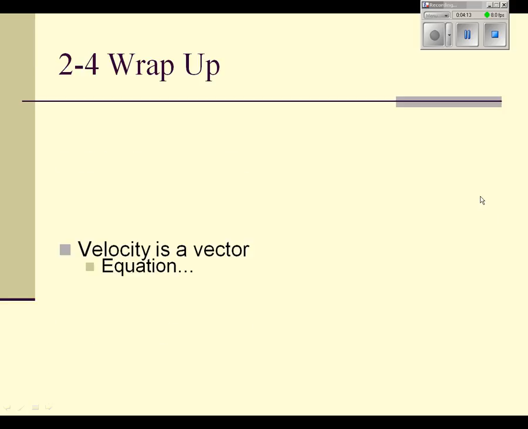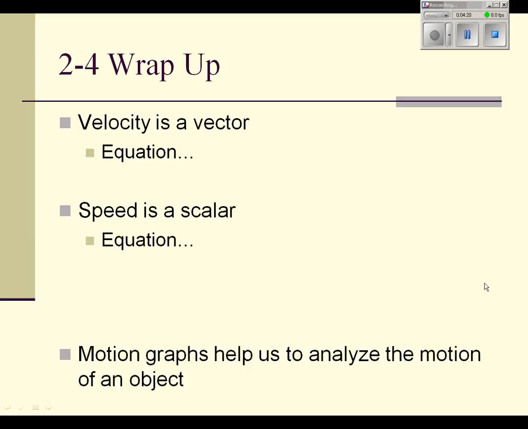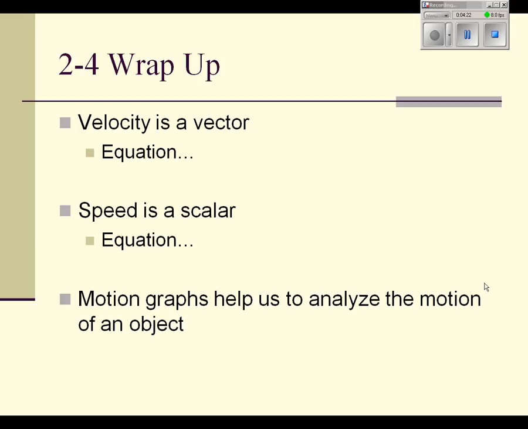Our wrap up is that velocity is a vector, speed is a scalar, and we're going to write the equations down here, and you need to know what the equations are. We have them from before here, but velocity is a vector, you need to know the equation. Speed is a scalar, you need to know the equation. And motion graphs help us to analyze the motion of an object. And as you write these equations down, you should in your notebook make a list of equations in the back of that notebook throughout the whole year so you can have them when you're taking tests and studying for the AP exam.